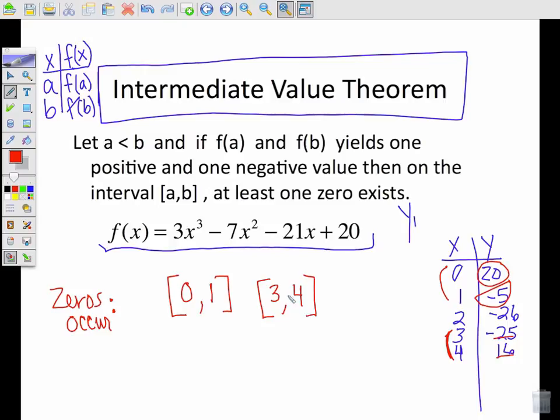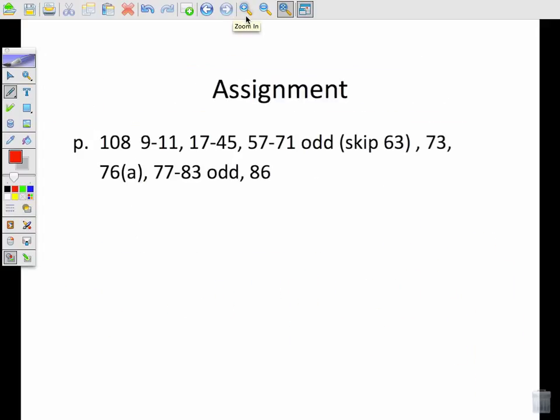So I want you to see if you can find another one. There should be one more 0. You might have to use your table and go smaller than 0. If you find the other one, you'll see that it occurs between -3 and -2. All right, so we know that this has 3 real zeros, and they happen to occur somewhere within these intervals. But that's what the intermediate value theorem tells us.